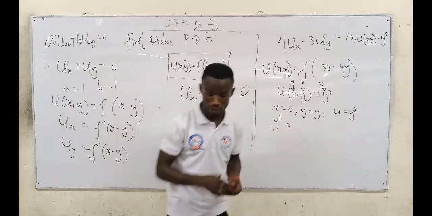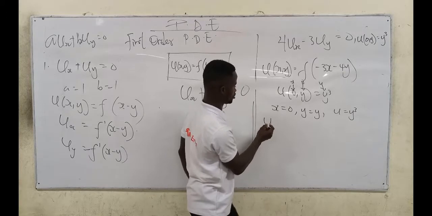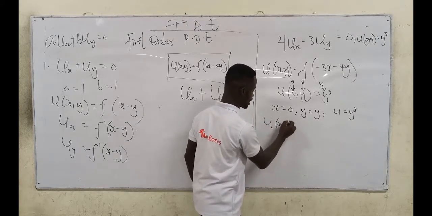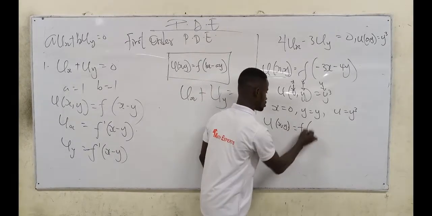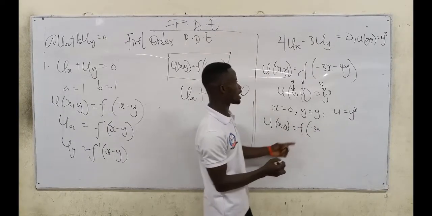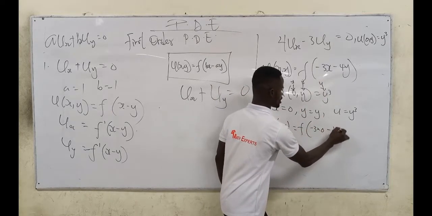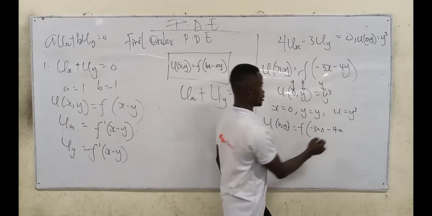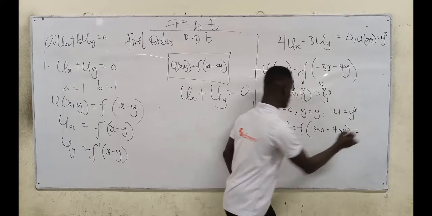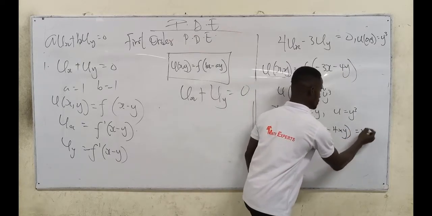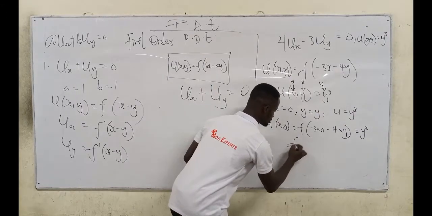Then, or you can also write it this way, still the same. In terms of x and y, negative 3 times... what is x? 0. 0 minus 4 times what is y? Y is y. Equal to what is u? Y. Okay, so we see y cubed. So we are going to get what?